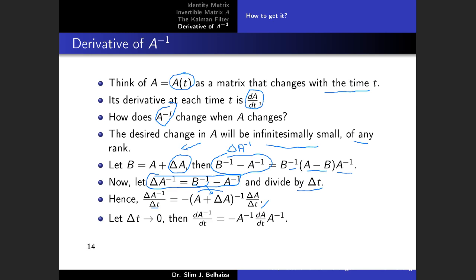Now, if you make delta t converge to 0, you obtain the differential form. So dA inverse over dt is equal to, what happens here? The delta A goes to 0. So basically, the only thing you need to invert now is A. So it's minus A inverse, and here what you have is dA over dt times A inverse. Okay? So this is the expression of the derivative of A inverse.